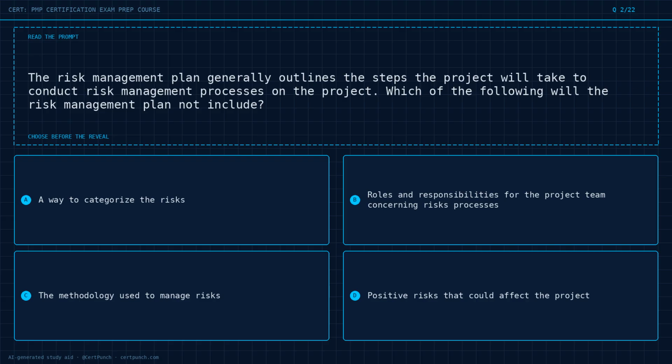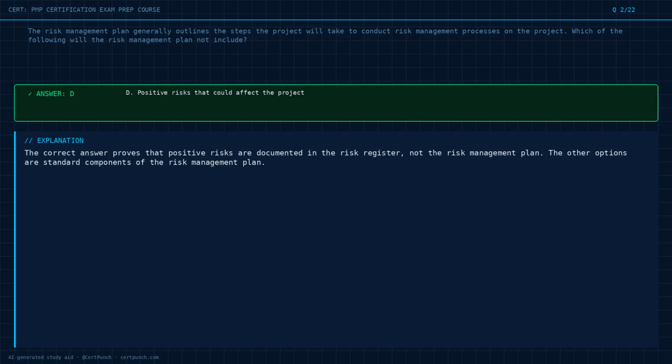Option D, positive risks that could affect the project. Lock in your pick before the reveal. Trust the read. The answer is option D. Why it works. The correct answer proves that positive risks are documented in the risk register, not the risk management plan. The other options are standard components of the risk management plan.